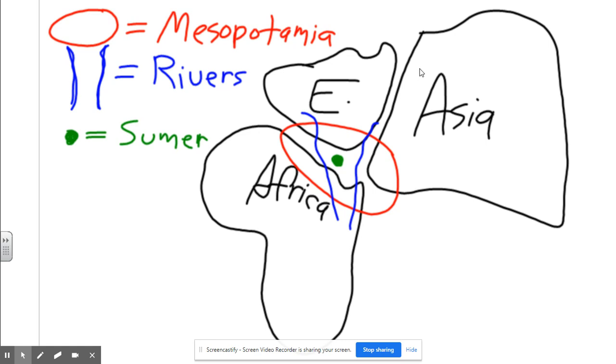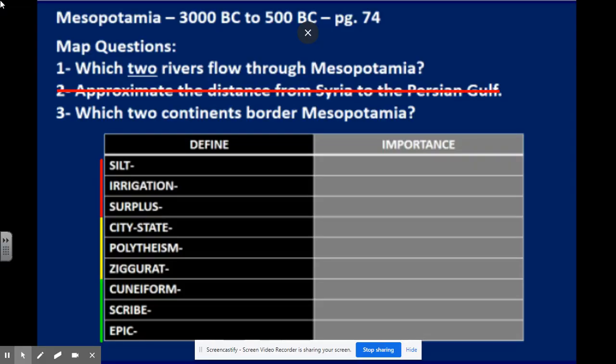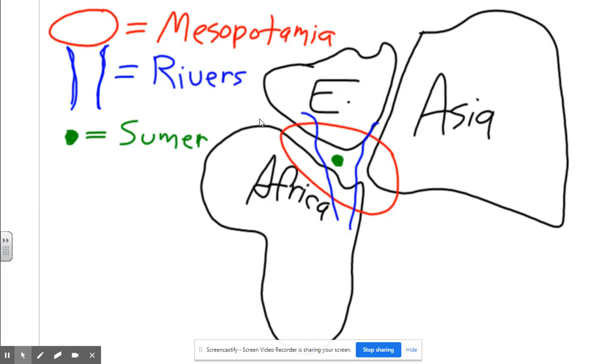To go back to this question again, it says which two continents border Mesopotamia? Again, it actually technically could be 3, because most people think that when you get to Mesopotamia, you have just Africa and Asia, but it actually is part of Europe. Okay, so let's back up here.